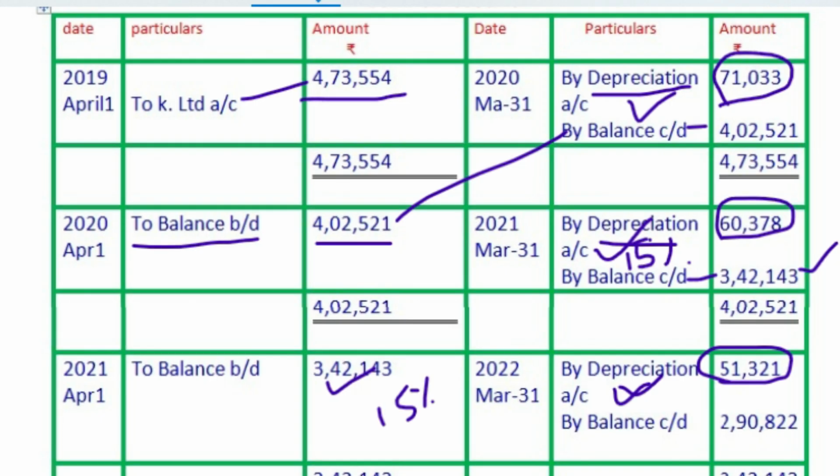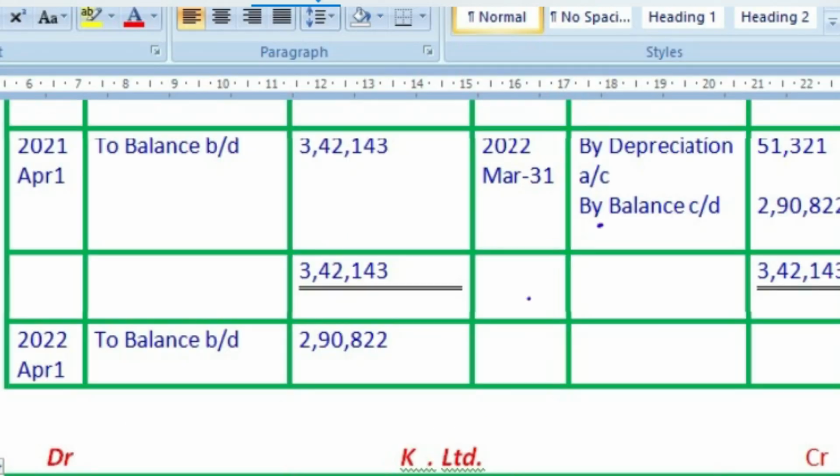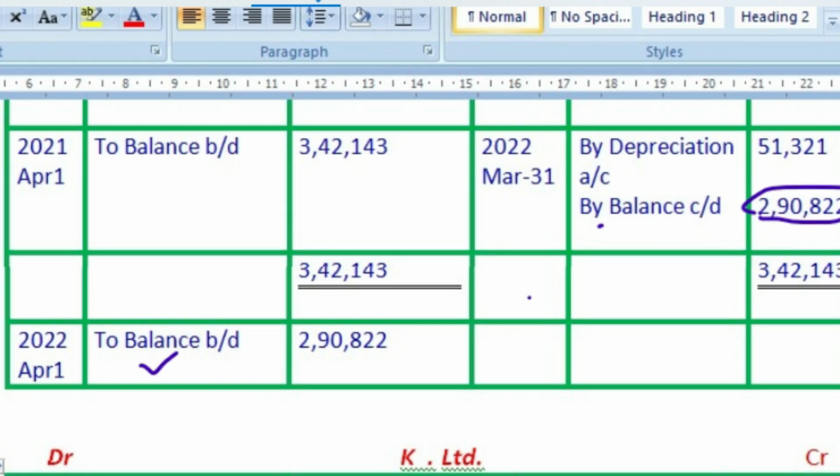So 3 installments, so 3 years of depreciation have to be shown in the books of the hire purchaser. And after the third year, the balance left is the value of the machine after the third year, 2,90,822, and this balance will appear simply on 2022 April 1. This is the opening balance.